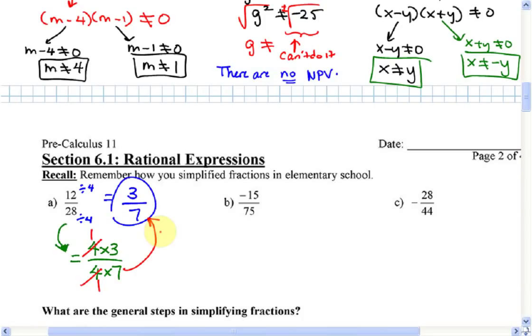Okay, let's try part B. What number is a factor of both 15 and 75? 15. Oh, okay, so I guess you can say the top is just 15 times negative 1. What's the bottom? 15 times what gives you 75? 5. Good. And since there's a 15 on the top and a 15 on the bottom, what do we do? We get rid of them by dividing them out, and you're left with your answer, negative 1 over 5.